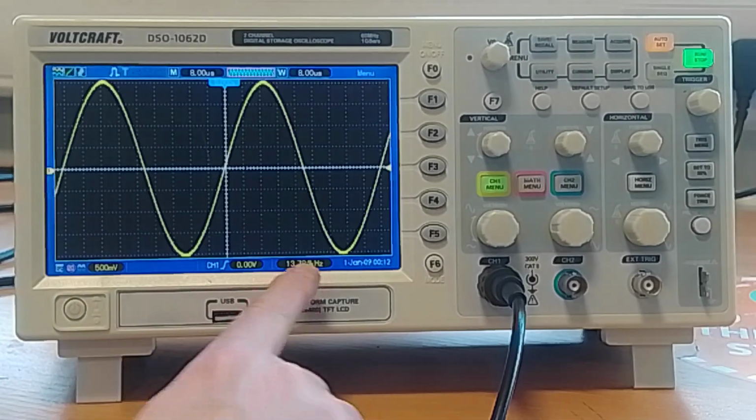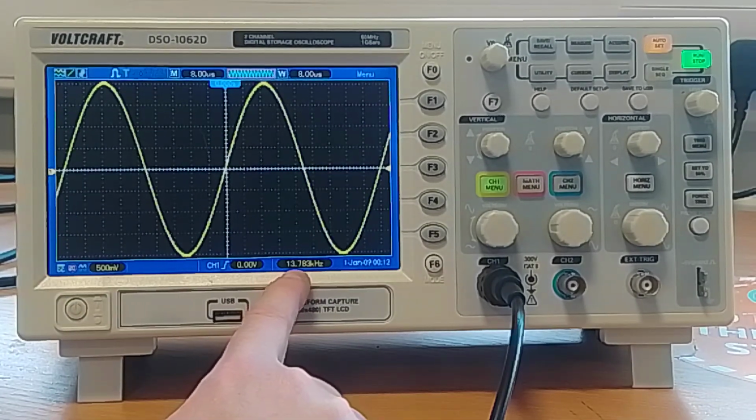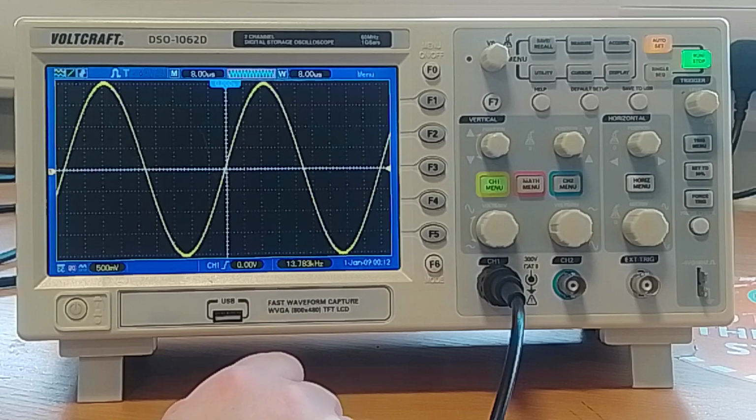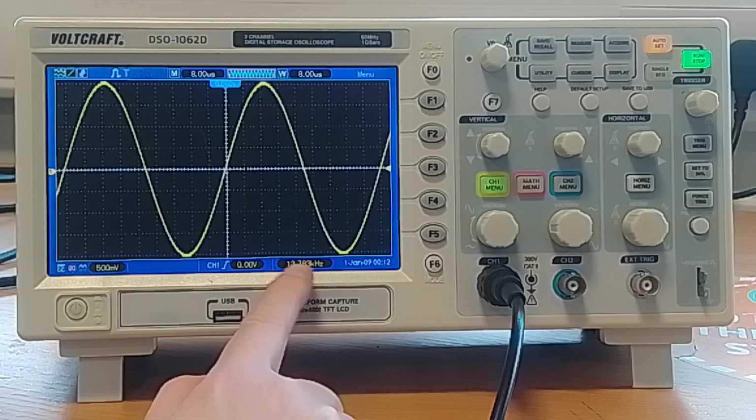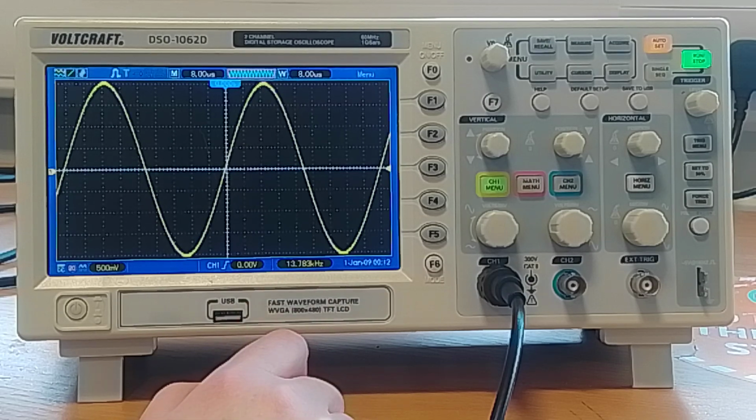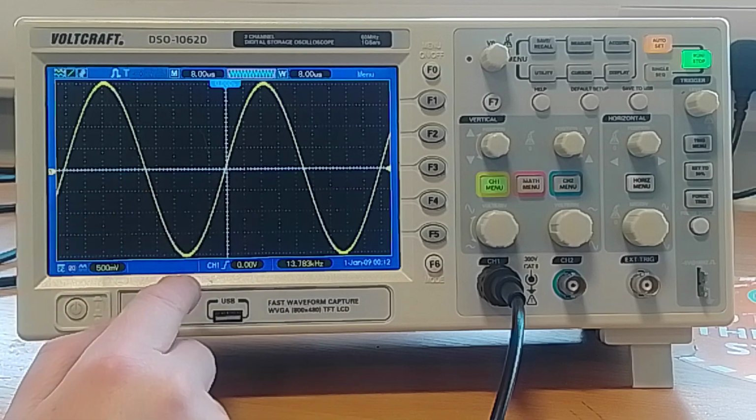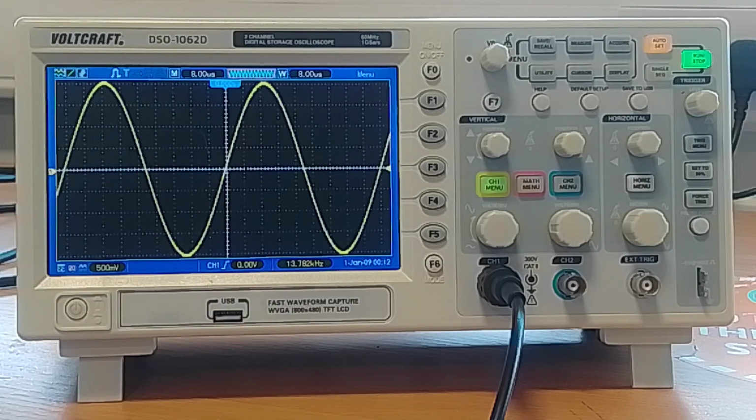You see the scope's also measured that. It's come out as being 13.783 kilohertz. So that's very similar. Not all scopes measure. So that's that one. Let's change this.